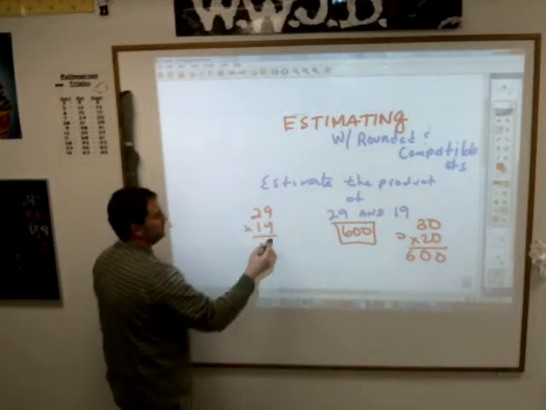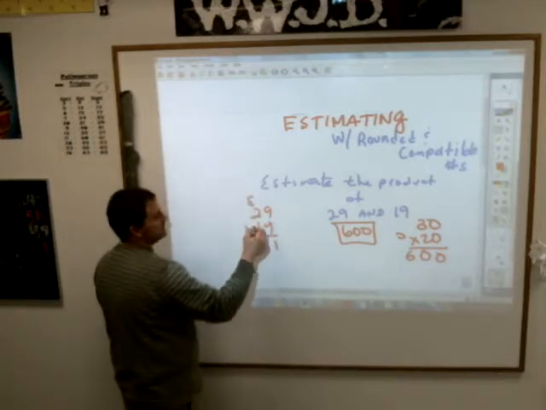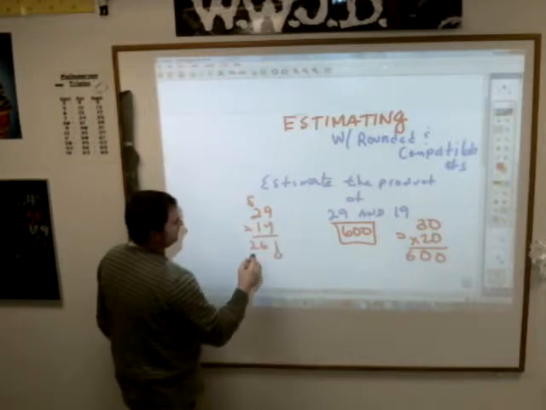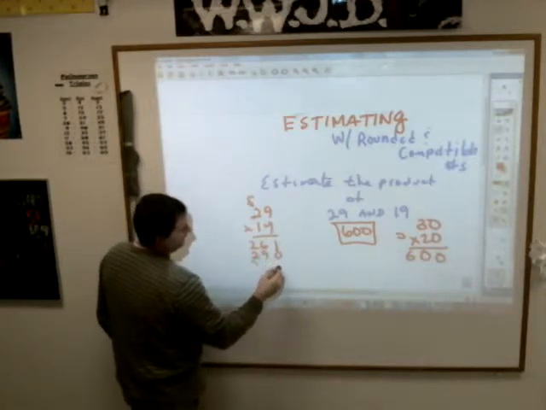But I still see people do this, 9 times 9 is 81, carry the 8, and so on, put a 0 down there, and do 29, and then they get 1.